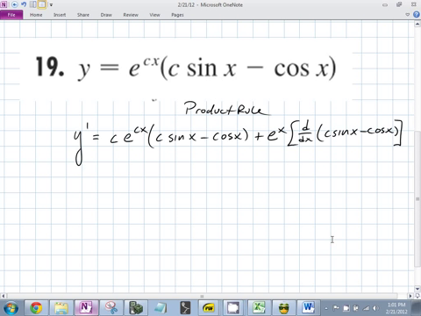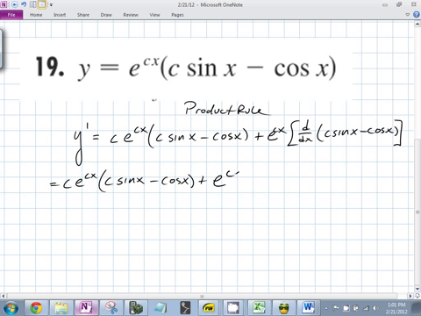So, product rule. We have a question. How come, when you did the derivative of e to the cx, you just got e to the cx? Because the derivative, because it's the cx. Thank you. Minus cosine x plus, and I'll move this over so we have a little more space.